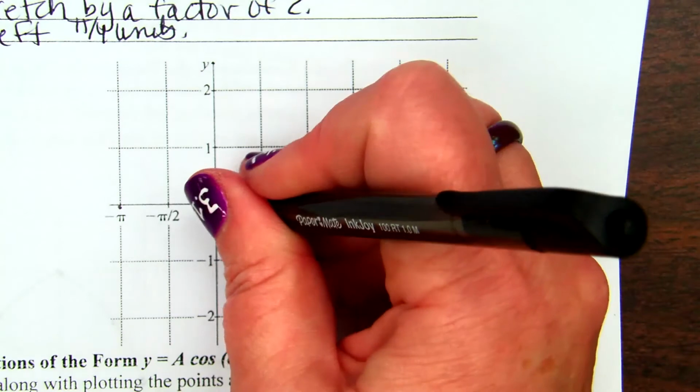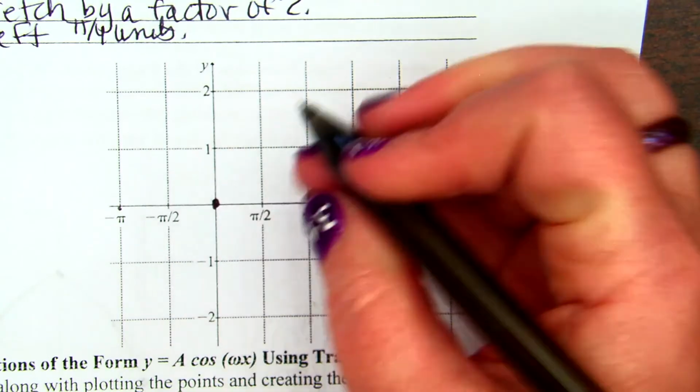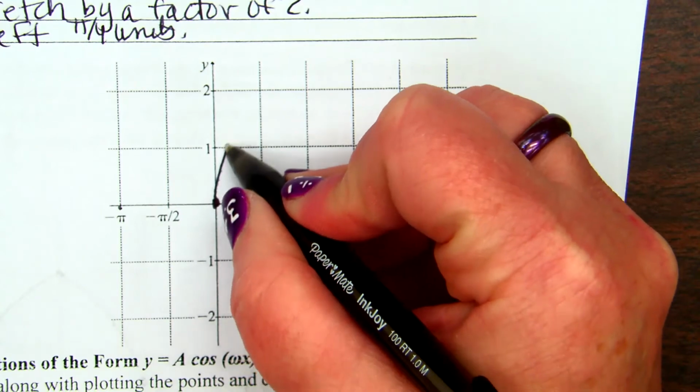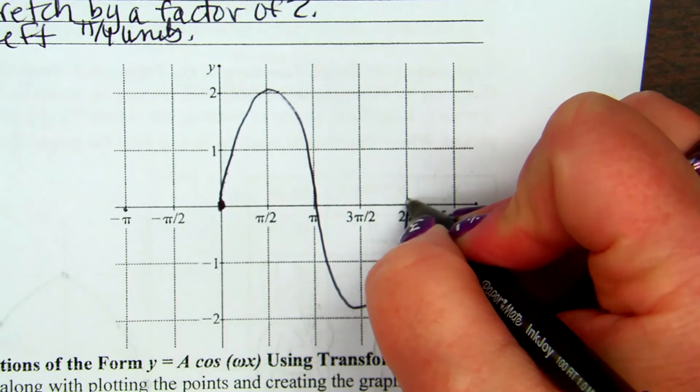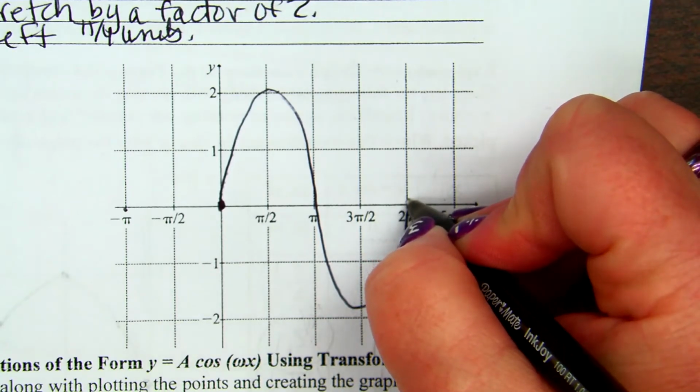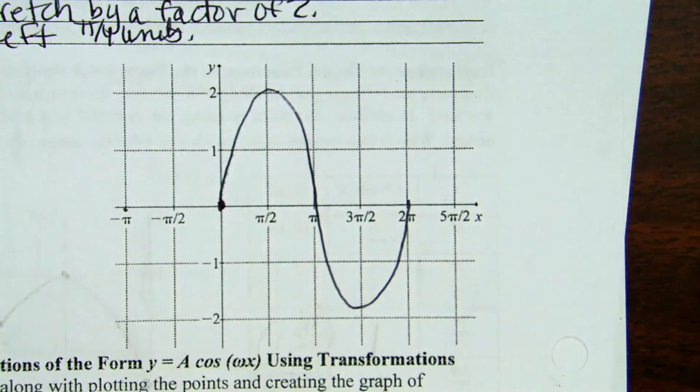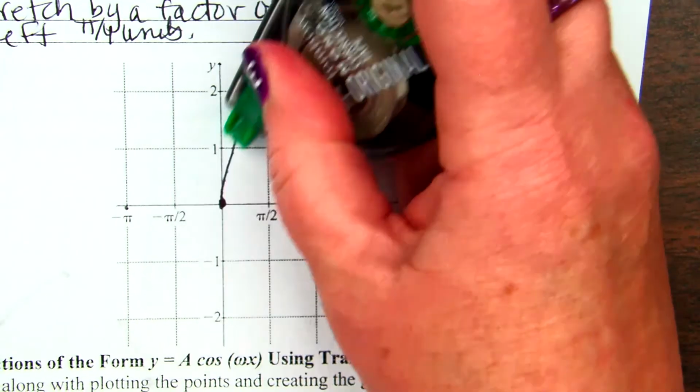So we start at 0, 0, and it goes up, down, down, up. And I think they want us to keep doing it. Sorry about that. I think they want more than 1 period, and I went up to 2 instead of to 1.